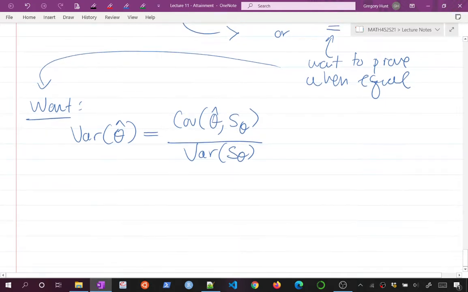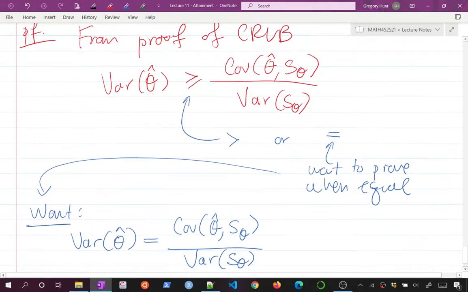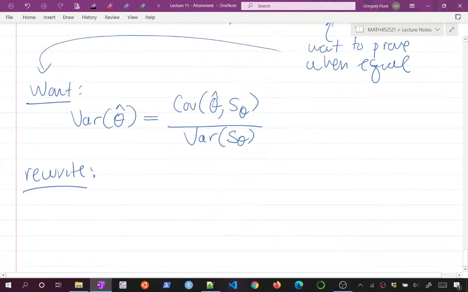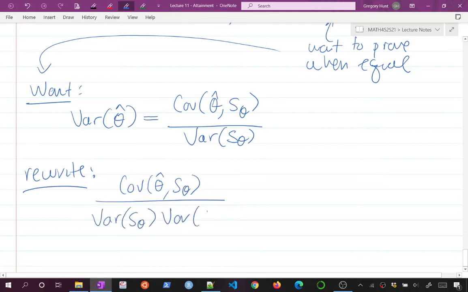And we can rewrite. If you remember, we had derived this inequality up here, generally for any A and B, by looking at the correlation. We can move the variance of theta hat to the other side. What we want is the covariance of theta hat and S theta over the variance of S theta times the variance of theta hat to be equal to 1.